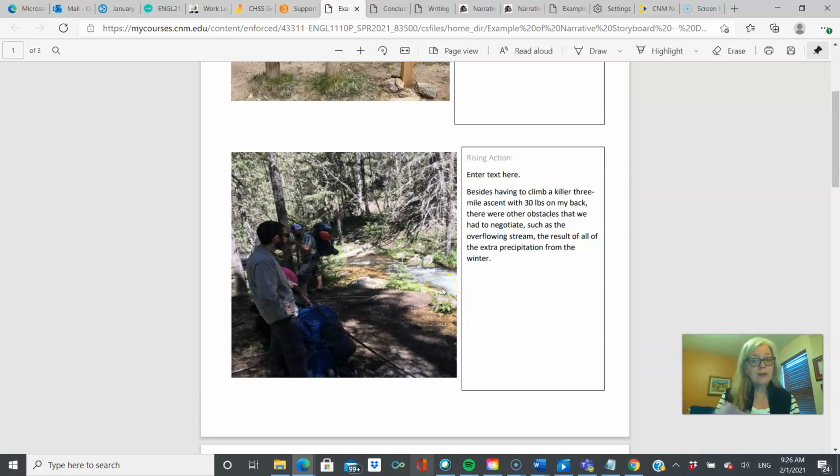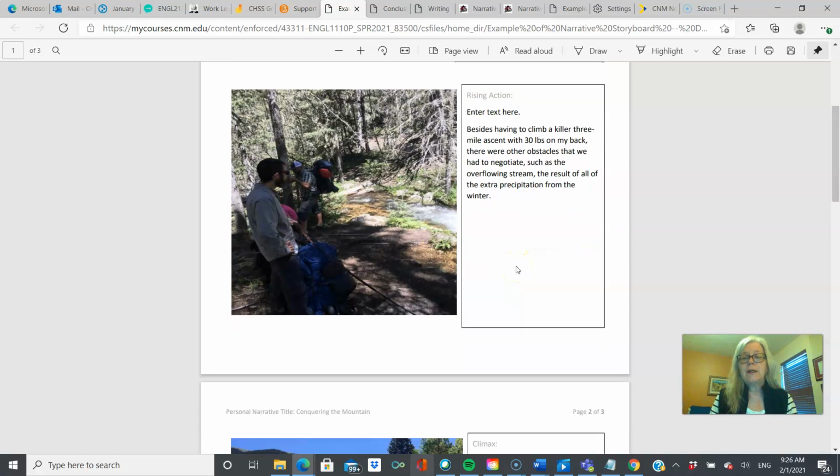The narrator wants to do something, the protagonist has a goal, but there are obstacles and challenges and things that get in the way. And so there's rising action. So the rising action, she just told you, she has to negotiate an overflowing stream and climb this big hill. It's a big deal.